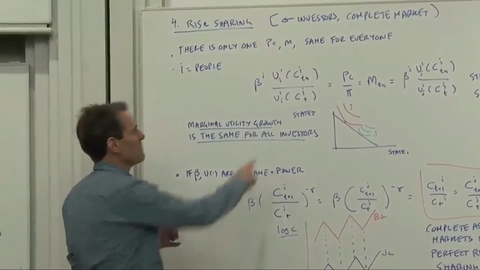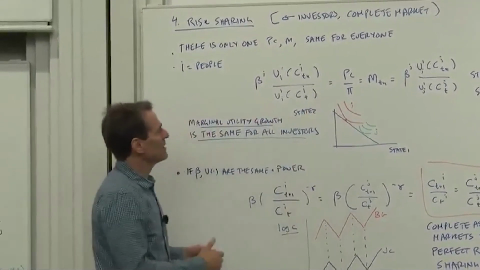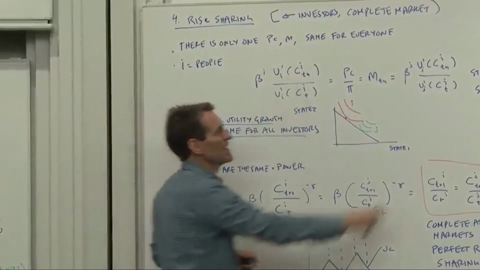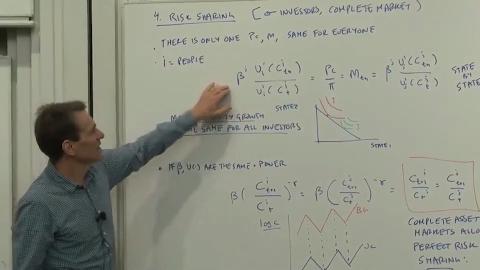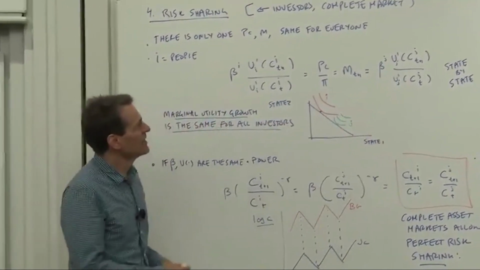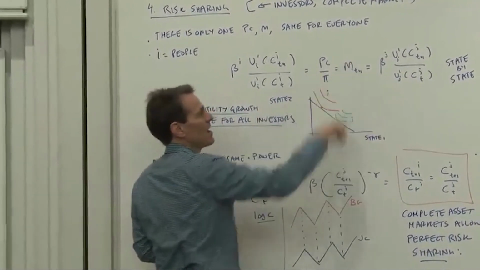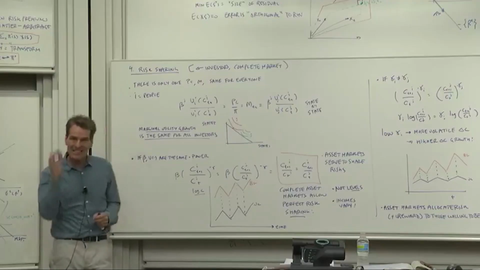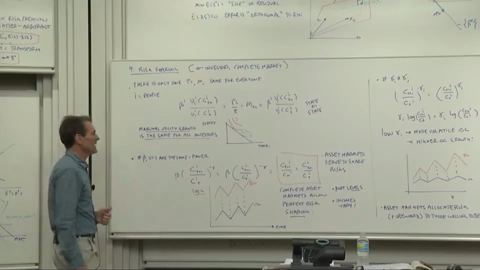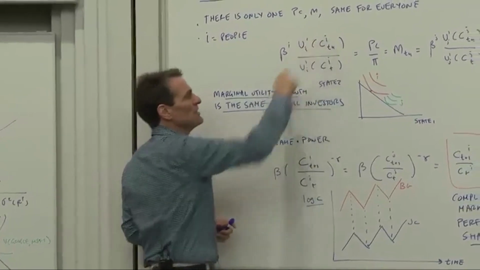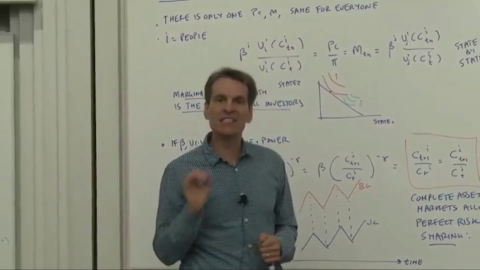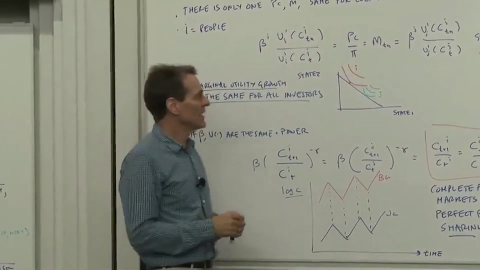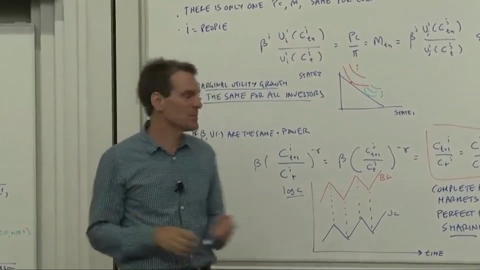So let's think about that basic first order condition, and now let me use I to denote one person and J to denote another person. There's Mr. I's first order condition, and there's Mr. J's first order condition, and each of those is equated to the common price ratio, state by state. What does that mean? That means that marginal utility growth is the same for all investors. That's a very deep statement about risk sharing. And let's look at it in a little more detail with some special cases.